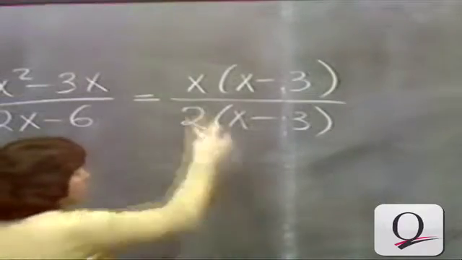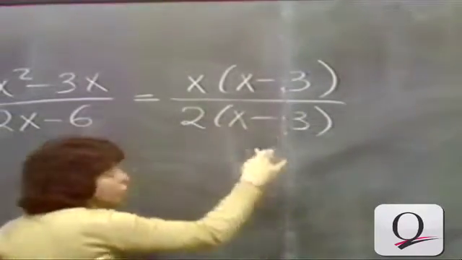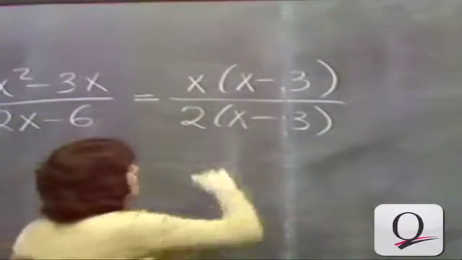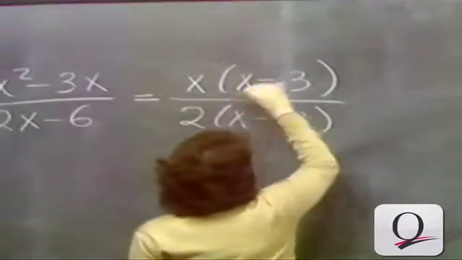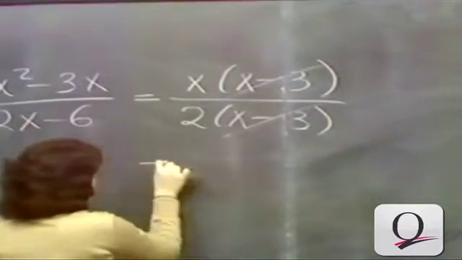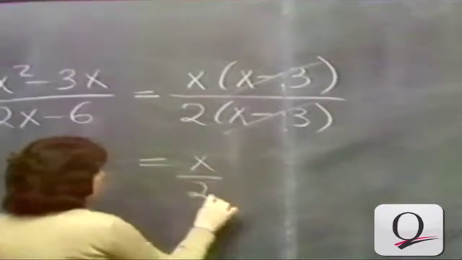We have something like ak over bk. We can cancel the k's. We can divide numerator and denominator by x minus 3, giving us a final answer of x over 2.